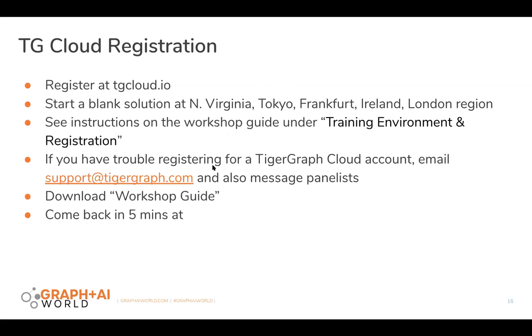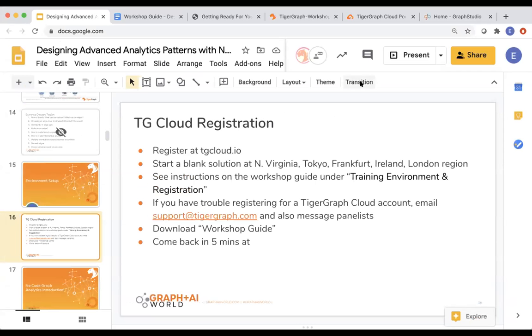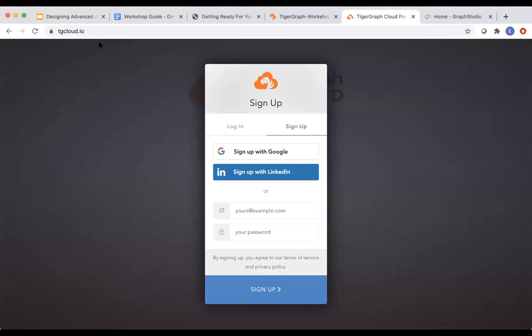If you have trouble registering for a TigerGraph Cloud account, email support@tigergraph.com, or you can also message the panelists and we can help out. Again, the workshop guide is already sent in the chat, so you can download it. I am going to do a quick demo on how to do the TigerGraph Cloud registration now. I'm going to stop sharing this slide and go to tgcloud.io.